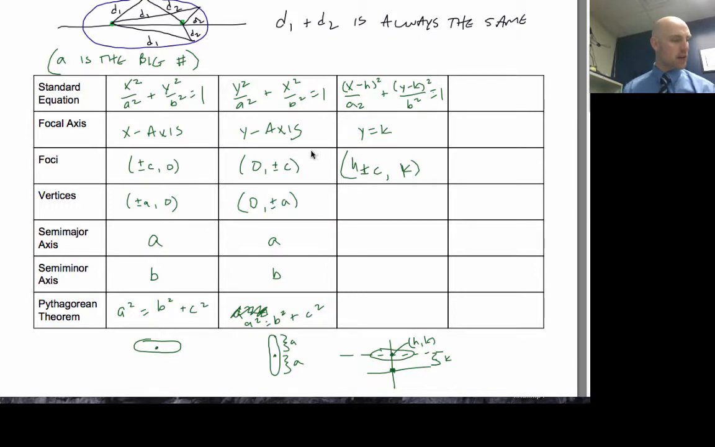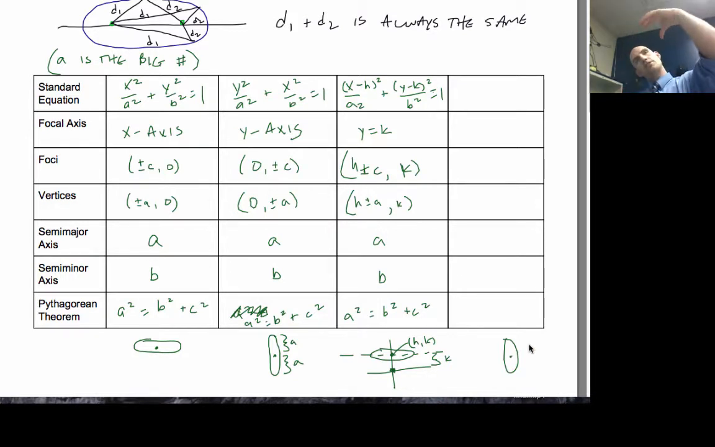My vertices are going to be h plus or minus a because it's going to be moved to that h, k, and then out from the center, the distance a, comma k. And my semi-major axis is still a, my semi-minor axis is still b, and this is all still the same. Let's look at what it would be like if we had an up and down.